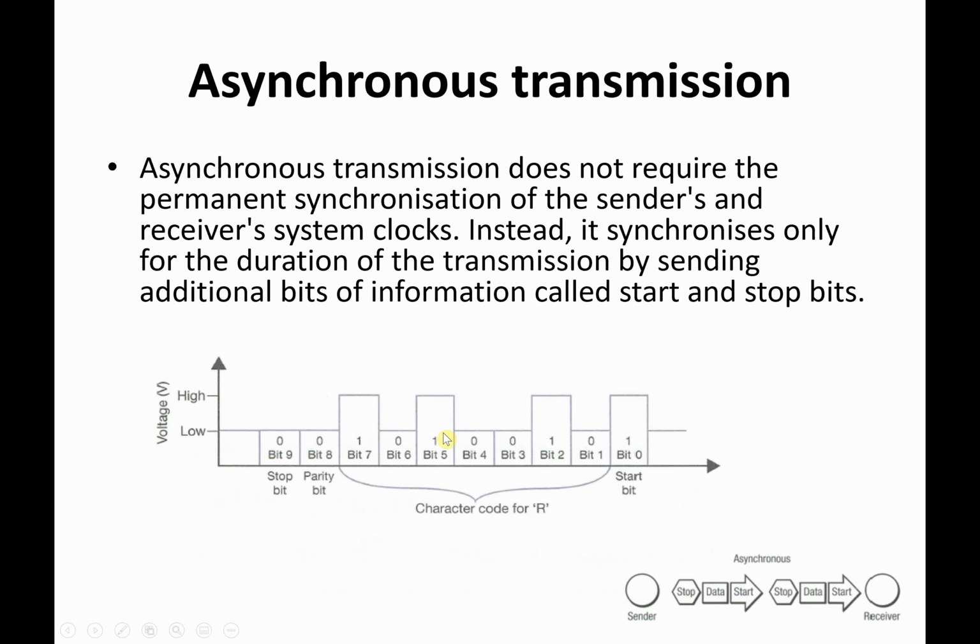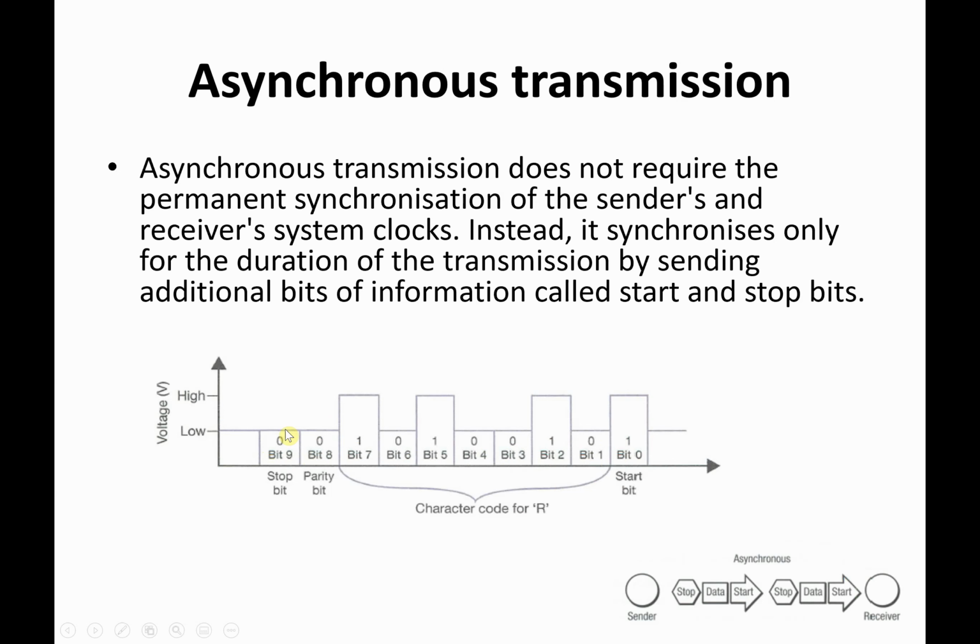So how does it do that? Well, we want to send the character code R here. There are 7 bits to do that, that's the ASCII code for R. So what we do is we have a start bit. The start bit will wake up the receiver and say, right, I've got something coming. So I start my clock now, and I go tick, tick, tick, tick, tick as I read it off at the same speed that the sender was sending it. Then we have a parity bit, so we read the parity bit, and then we have a stop bit.